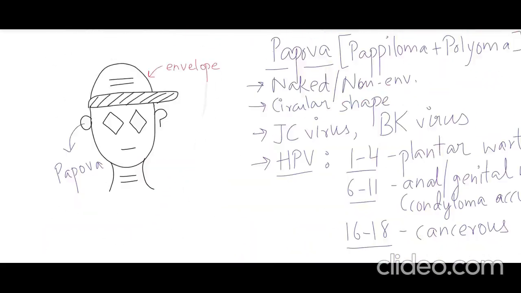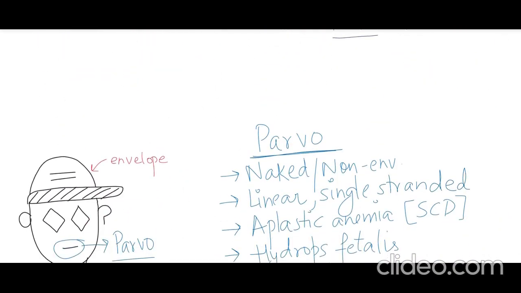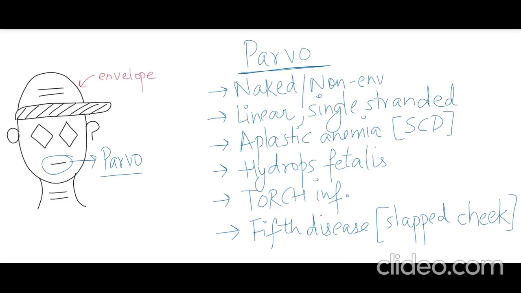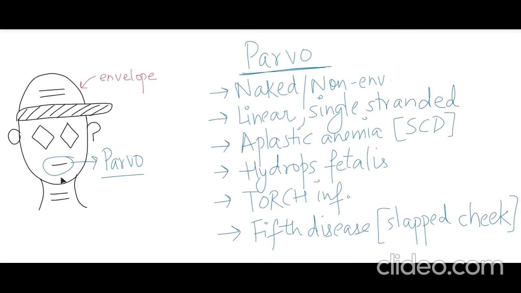Next topic that we are going to move to is our parvovirus, the mouth of this boy. This is outside of the cap. So again, this is going to be non-enveloped, that is naked. It is linear and it is the only single-stranded DNA virus. It causes aplastic anemia in patients with sickle cell disease. It causes hydrops fetalis and spontaneous abortions in pregnant women. It is a part of our TORCH infection. It is also the causal agent for fifth disease. This is the classical slap cheek rash in a child.